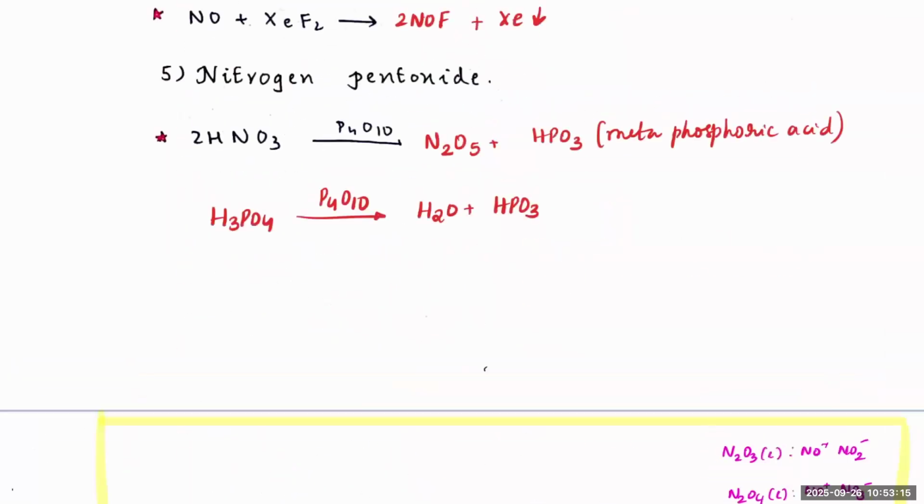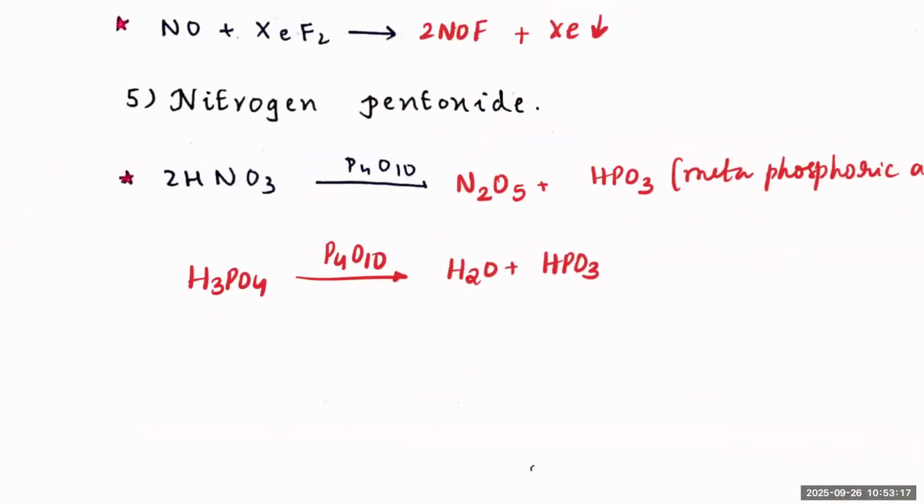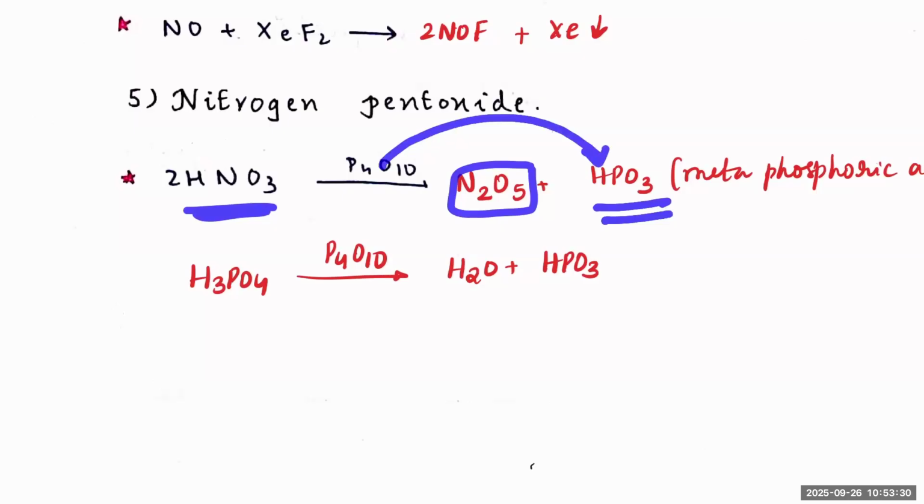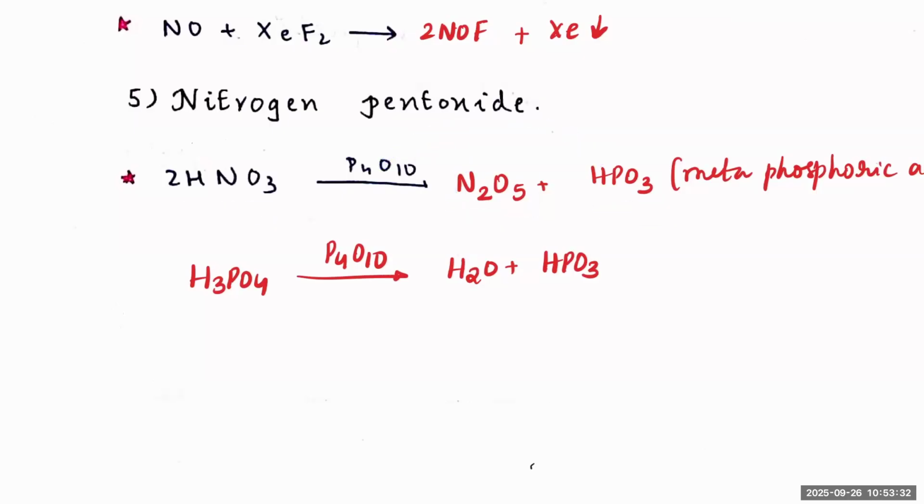And the last oxide is nitrogen pentoxide. This can be prepared by just dehydrating HNO3. You take a strong dehydrating agent, P4O10, dehydrate HNO3, and you can convert that into N2O5, and the P4O10 converts into metaphosphoric acid. Clear.